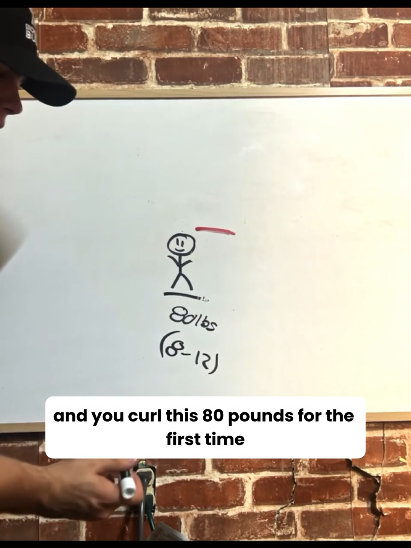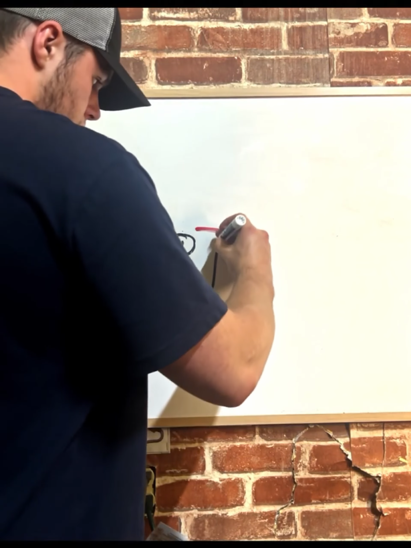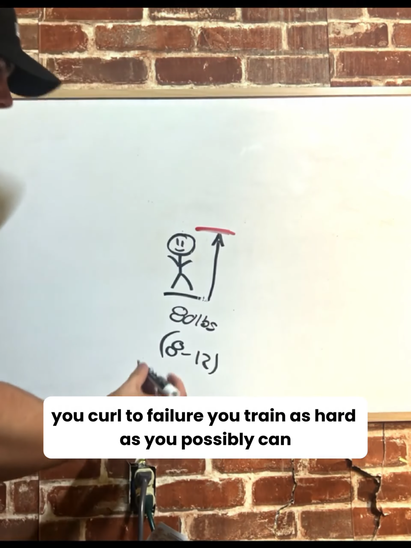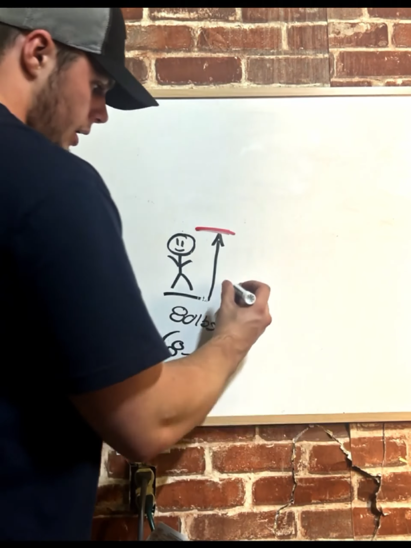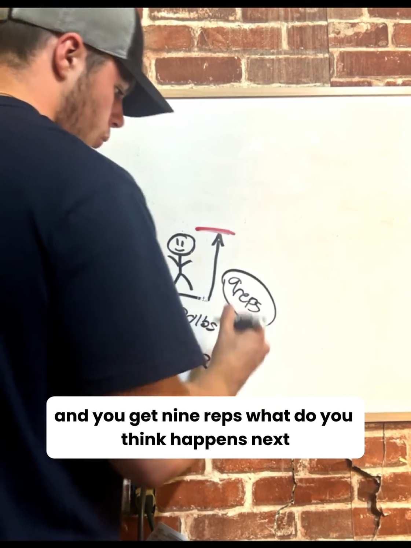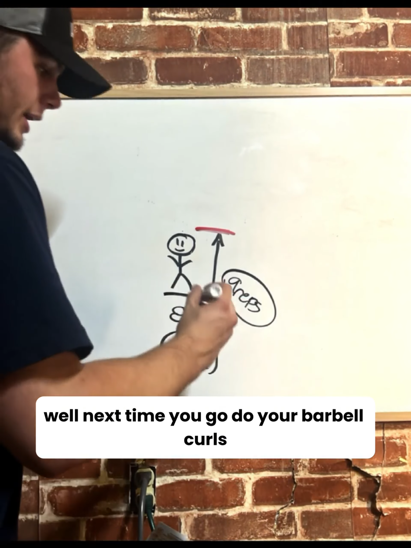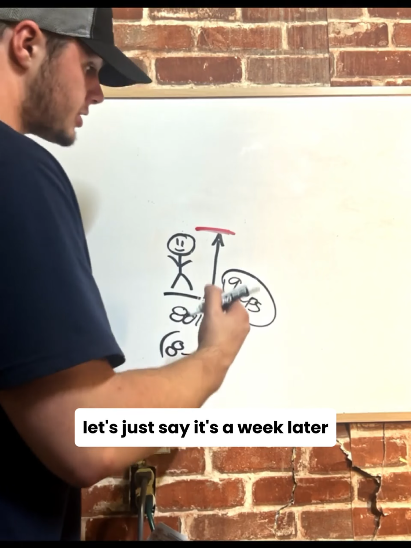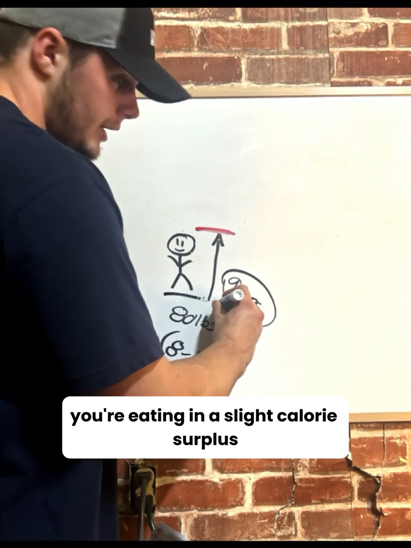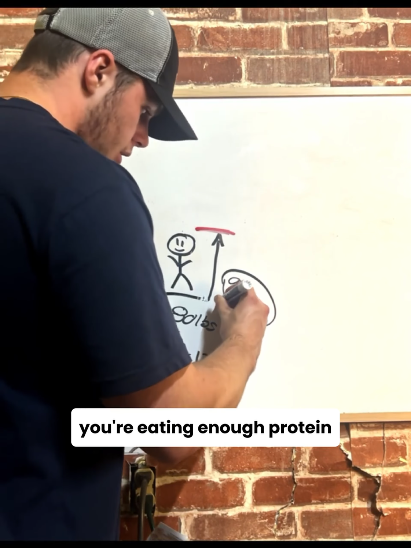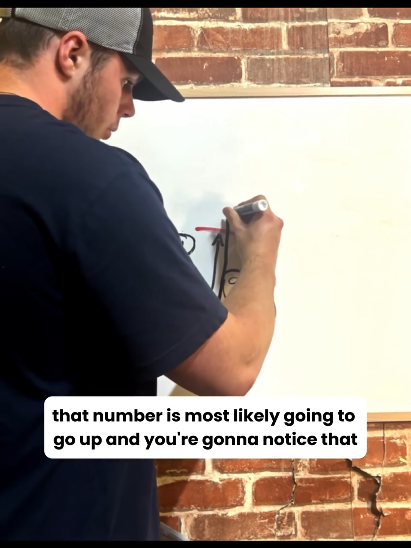And you curl this 80 pounds for the first time. You curl to failure. You train as hard as you possibly can until you cannot lift that weight anymore. And you get 9 reps. What do you think happens next? Well, next time you go do your barbell curls, let's just say it's a week later, and you're sleeping 7 to 9 hours a night, you're eating in a slight calorie surplus, you're eating enough protein, that number is most likely going to go up.